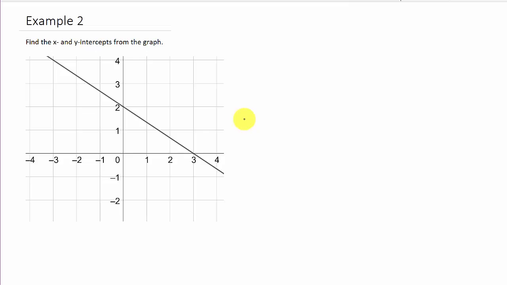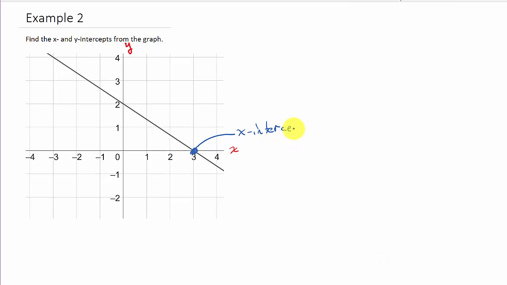Alright, so let's look at this. So this line here is the x-axis and this line here is our y-axis. Now the x-intercept is where the graph crosses the x-axis. This is our x-intercept. Okay. All right, so let's go ahead and find that one first.